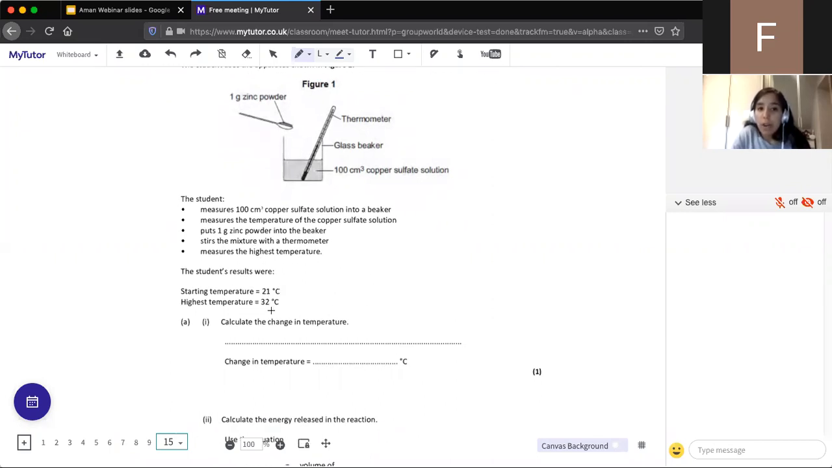So starting temperature and highest temperature are there. So what's the difference then? What is our energy change? Good, people are saying 11 degrees. Yep, so we do the end temperature or the highest temperature minus the starting temperature. So 32 minus 21, which equals 11 degrees C. So well done, good.